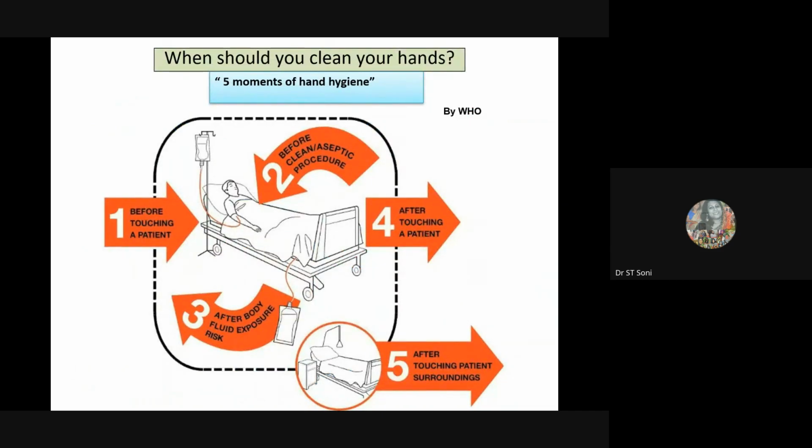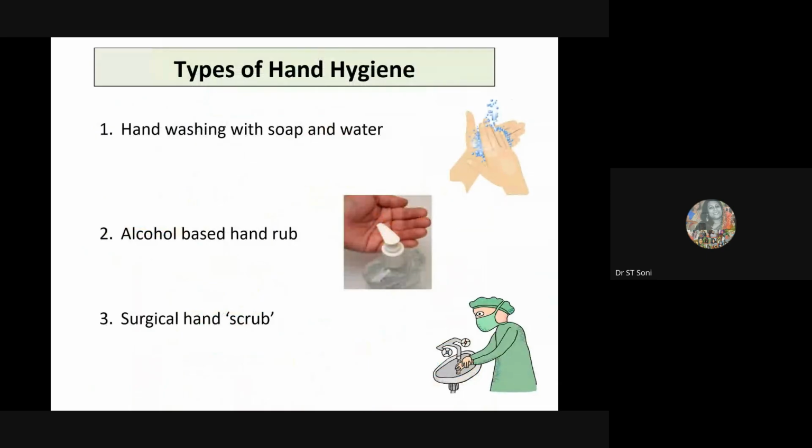So these are the five moments: before touching a patient, before clean and aseptic procedure, after blood and body fluid exposure, and after touching the patient surroundings. Types of hand hygiene are social hygienic and surgical hand wash. And you can do the wash when it is visibly contaminated, with liquid soap and water.